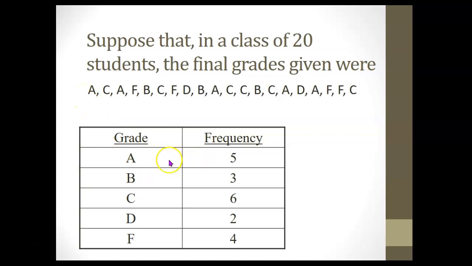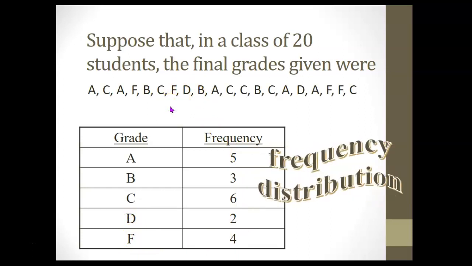So this is telling us that among these 20 students, there were 5 who got an A, 3 Bs, 6 Cs, 2 Ds, and 4 Fs. So something like this, where we have a list of what the data values are and then the frequency for each one, is called a frequency distribution. So this is an example of a frequency distribution.